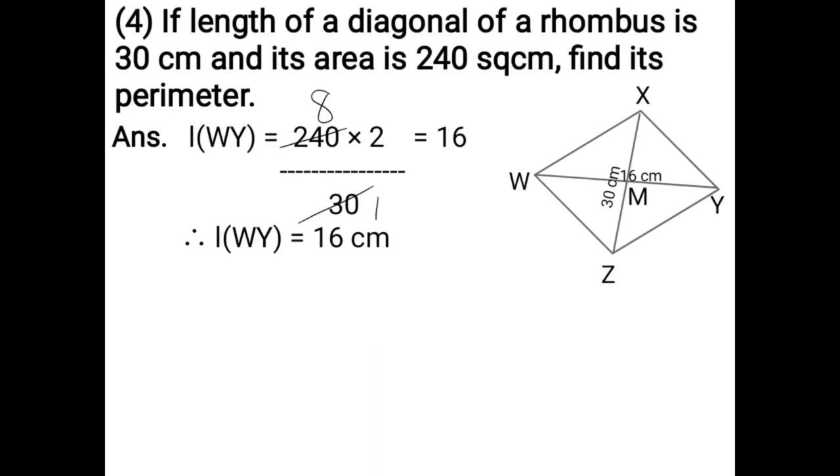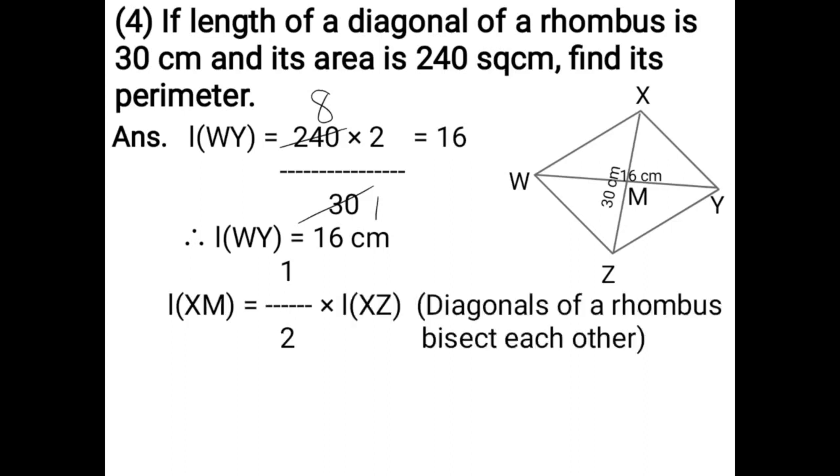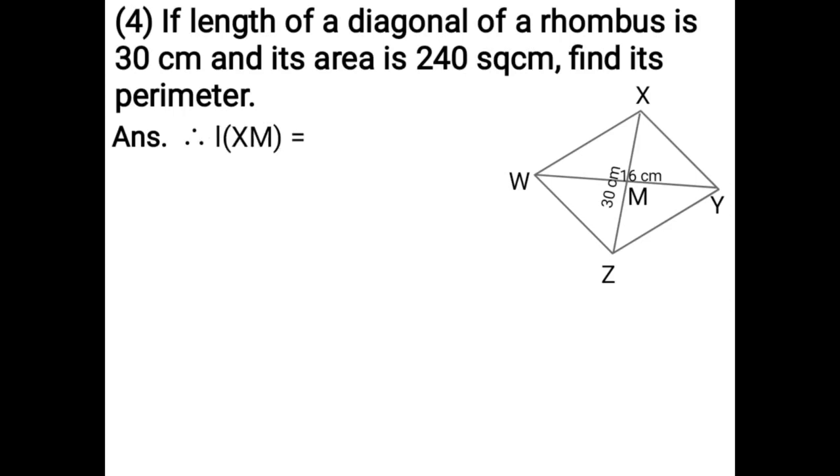Now you have to find half of the length of both the diagonals. That is length of XM is equal to half of diagonal XZ. In bracket you have to write the reason: diagonals of a rhombus bisect each other. That is equal to half of length of XZ is 30. Now you have to do two table cancellation. 2 ones are 2, 15 twos are 30. 15 ones are 15. Therefore, length of XM is equal to 15 cm.